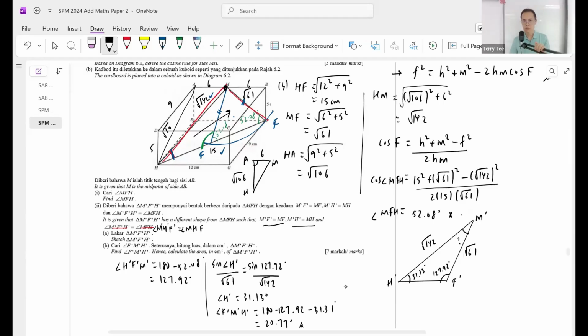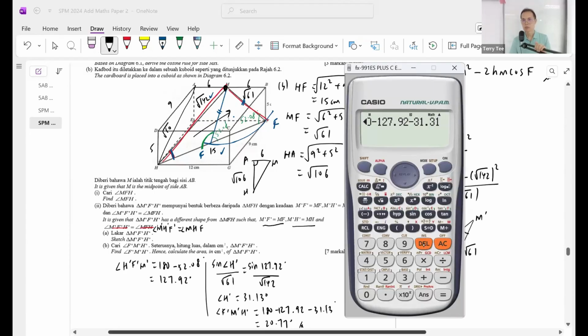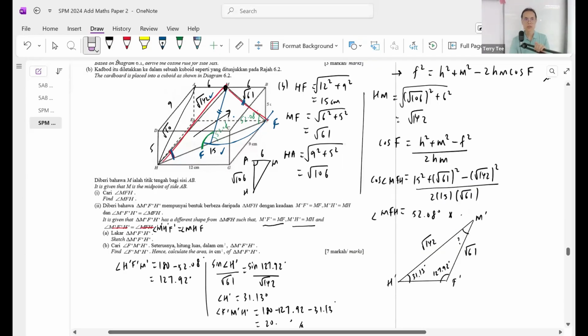30 or 20? 31.13, I typed wrongly. I wrote wrongly 1.31. 31.13. So let's do one more time. 31.13. 20.95. Okay.